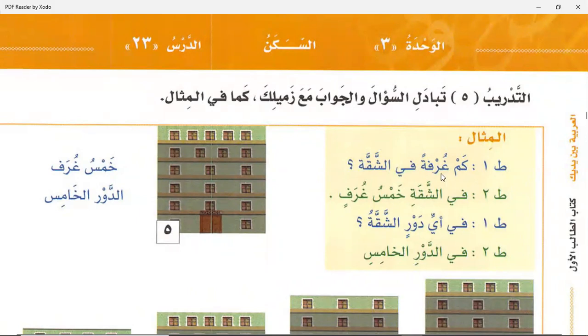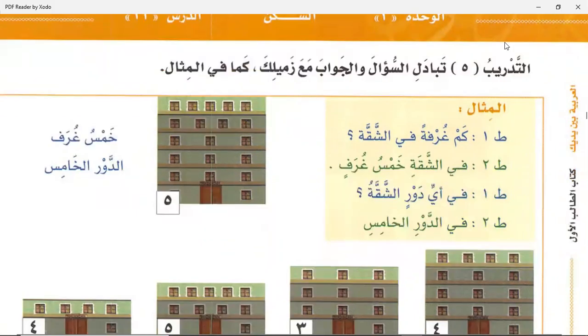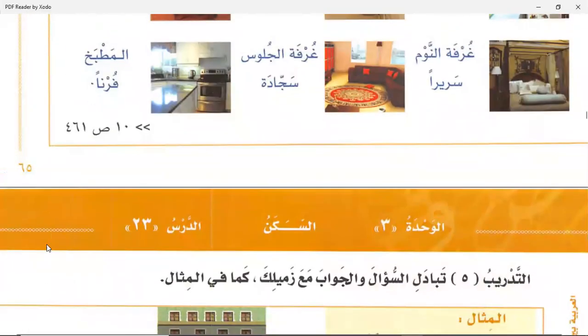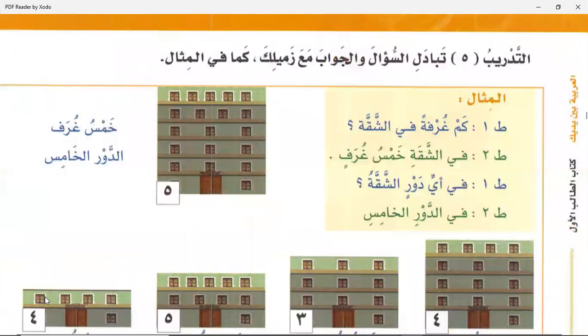So there are some other grammatical points that we'll study later. If anyone has any questions, she can ask me. Miss Rahila is asking the page number. The page number is 66.